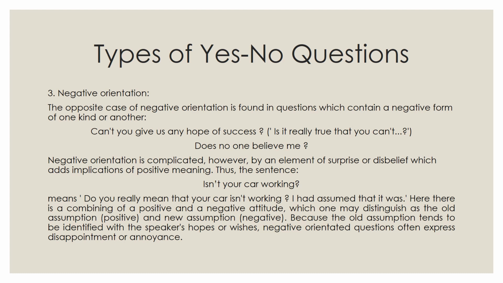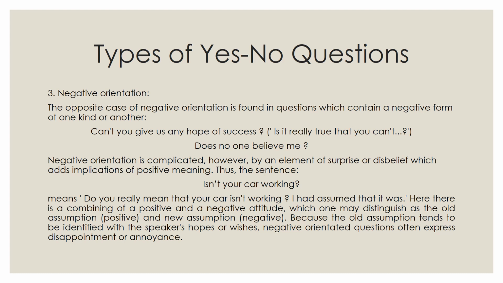Okay, we are not using "not", but we are negating the subject by using "no one". Okay, so the negative orientation of the yes/no question, it is said here, is complicated, however, by an element of surprise or disbelief, which adds implications of positive meaning. So what does this mean? Here, when the speaker is asking a negative question, it means that he expected something positive. He had some positive expectation. But when he comes to the fact, he finds the opposite. So he was what? He was disappointed.